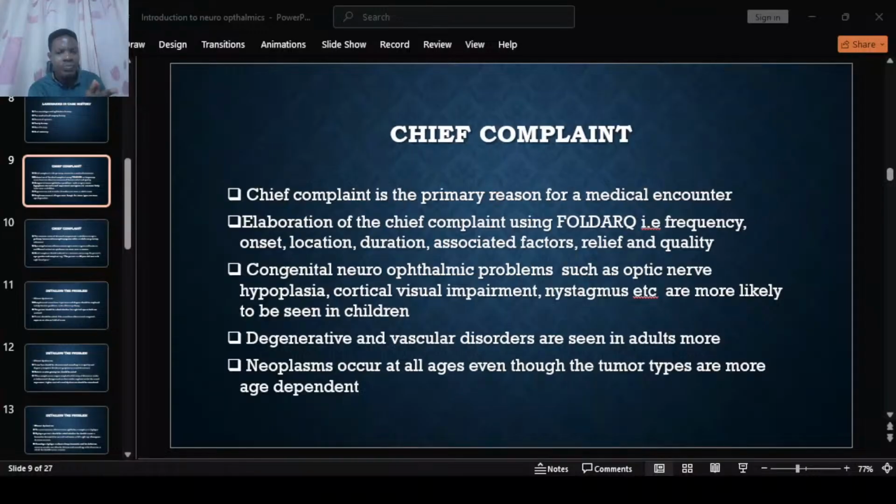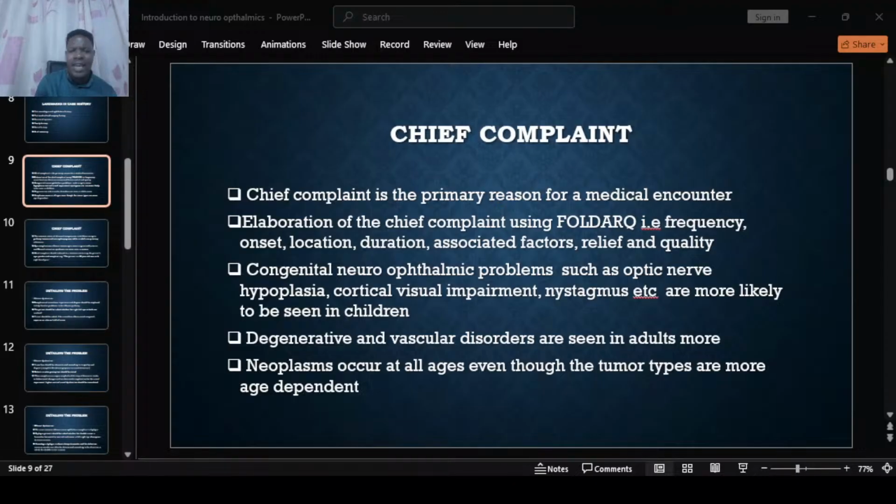So we want to know how frequent. For instance, if the patient says he's having headaches, we want to ask, how frequent does this headache occur? The frequency tells us a lot about the type of headache we are dealing with. When did this headache begin? The patient might say it began 2 days ago, 3 days ago, a week ago, or a month ago. The next is location. Where are you feeling this headache? Is it just one part of the head, or is it everywhere, or is it your forehead? So this is also important.